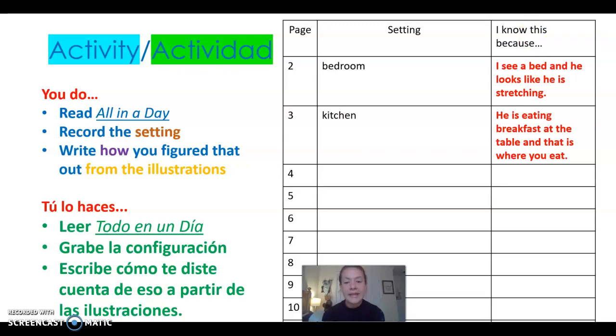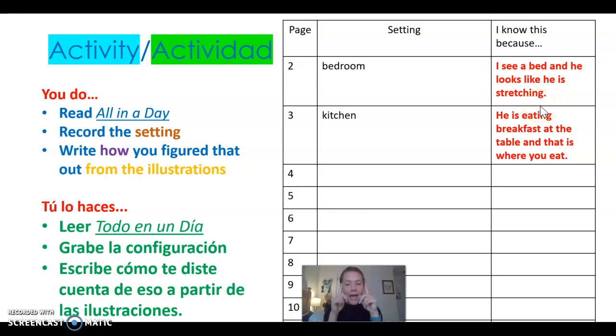So first, you guys are going to read All in a Day. And then at each event of the story, or each setting you see, you're going to write it down. So wherever the boy goes in All in a Day, you're going to record that setting. So I remember on page 2, the little boy was waking up. He was doing a big stretch in his bed. So I wrote that he was in his bedroom. And then I finished the sentence: I know this because I see a bed and he looks like he is stretching.